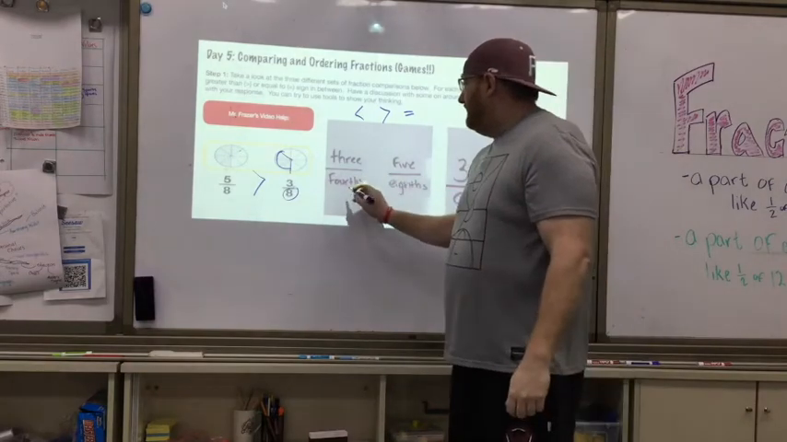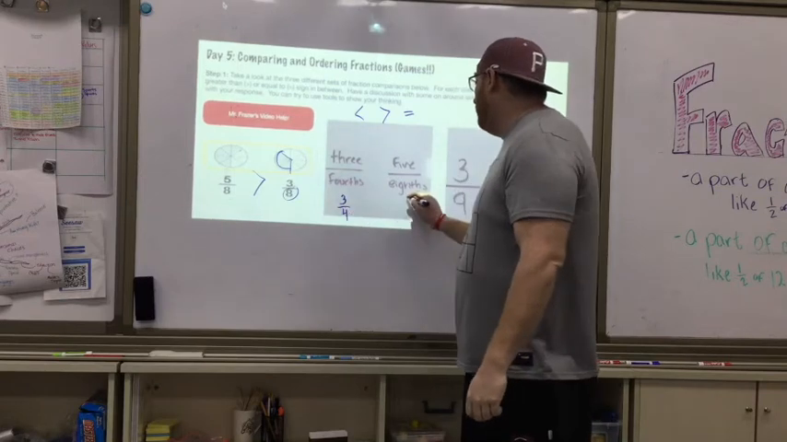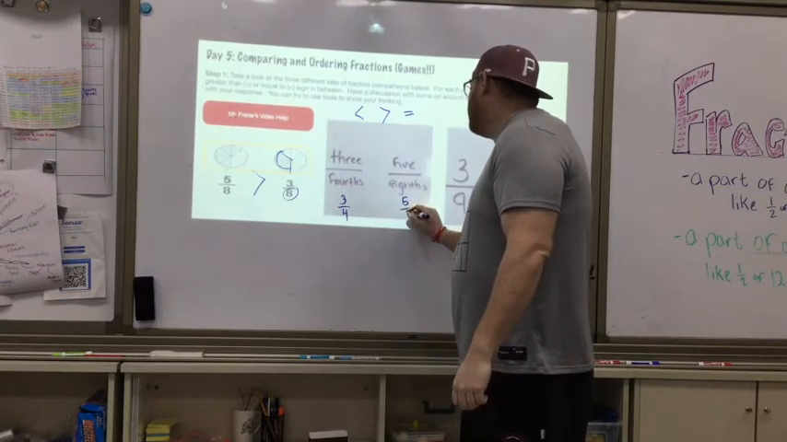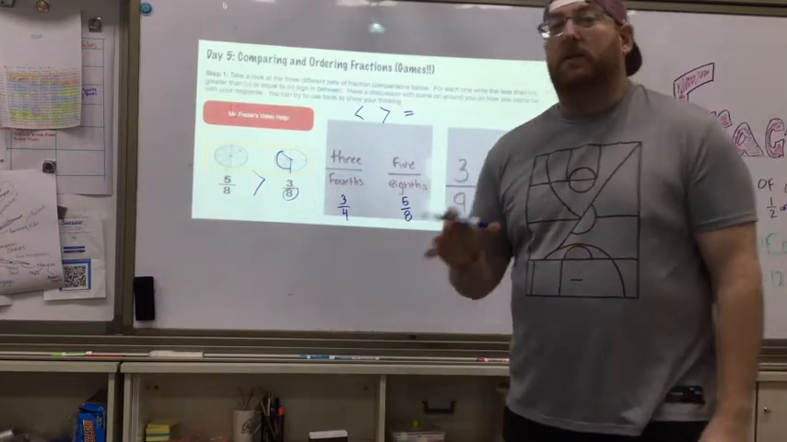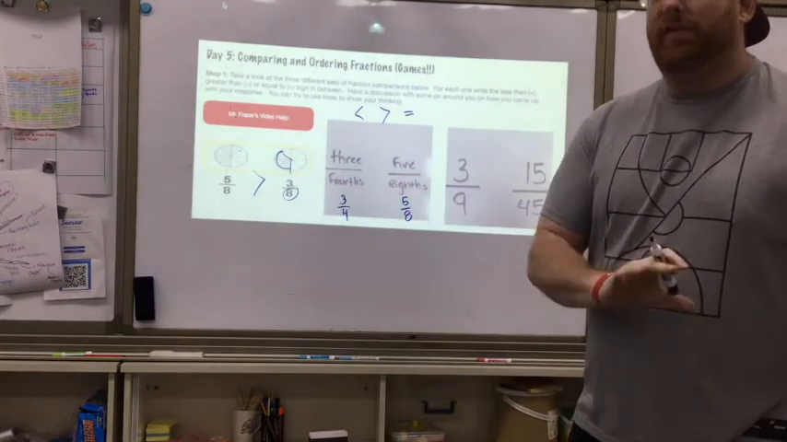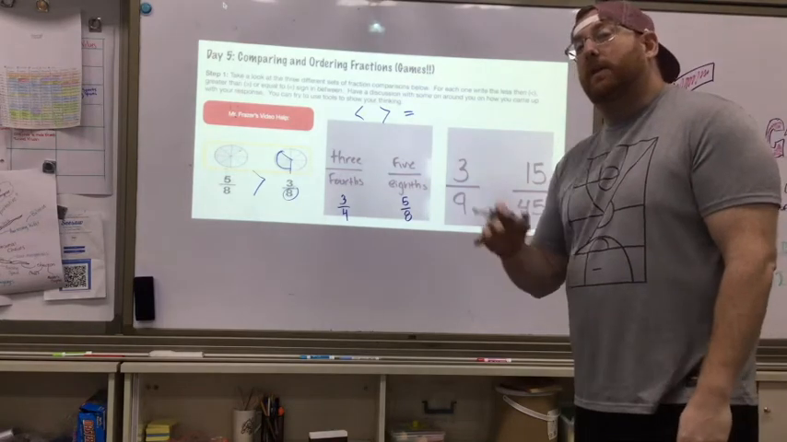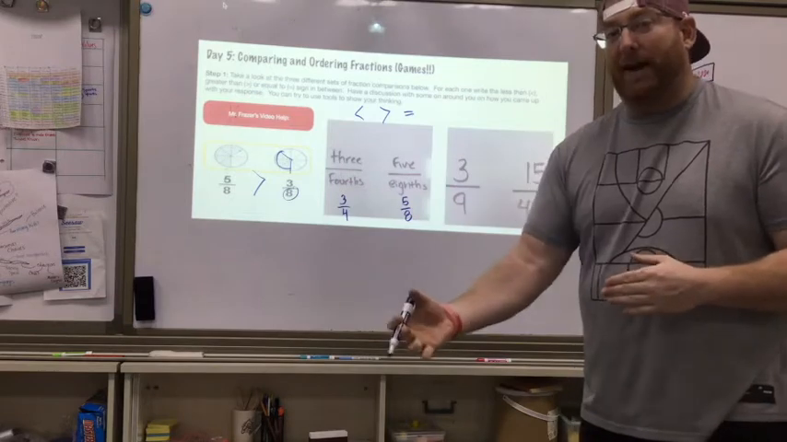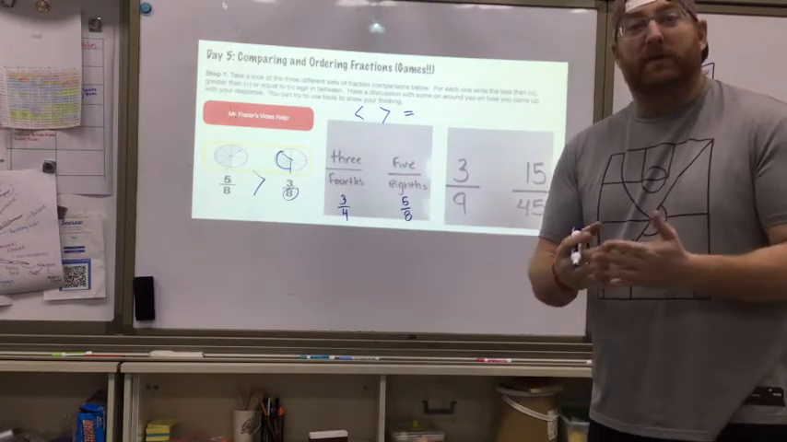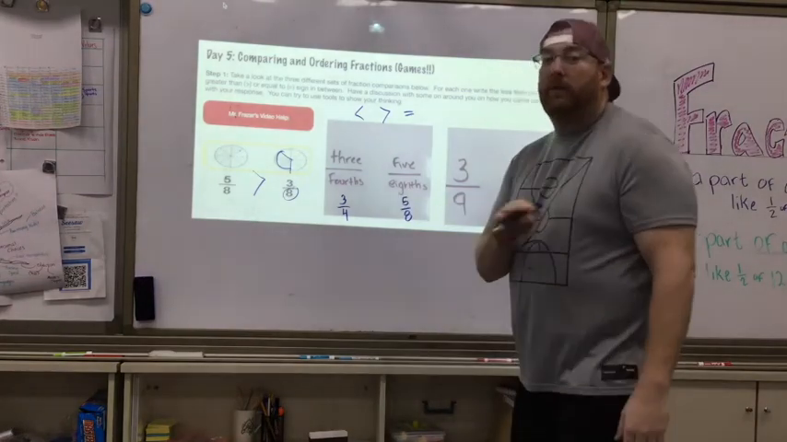If I write these in numbers, I would have 3/4 over 5/8. Now, it's pretty tricky to compare fractions with different denominators. So what we would want to do is change a fraction into another equivalent fraction so that the denominators match. 4 and 8 are really related to each other.